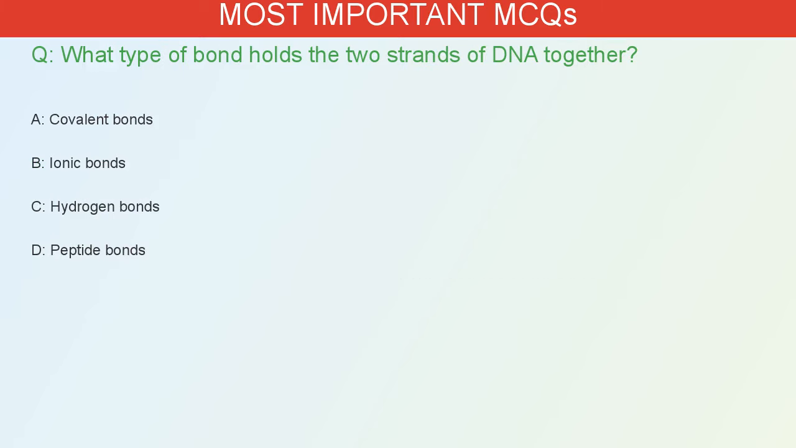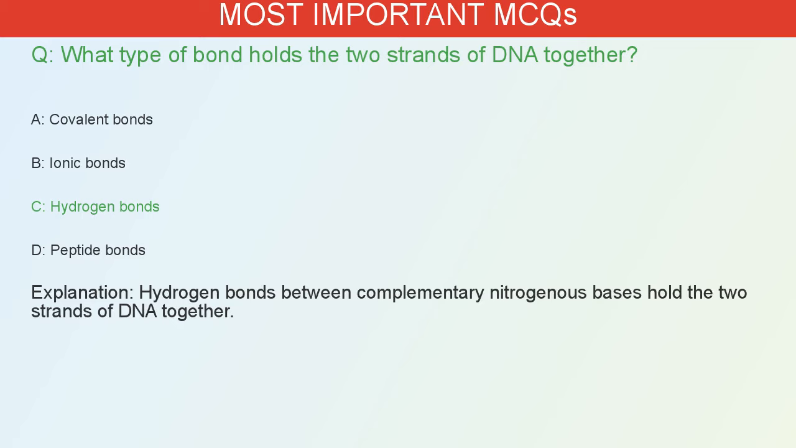What type of bond holds the two strands of DNA together? A. Covalent bonds. B. Ionic bonds. C. Hydrogen bonds. D. Peptide bonds. The correct answer is C. Hydrogen bonds between complementary nitrogenous bases hold the two strands of DNA together.